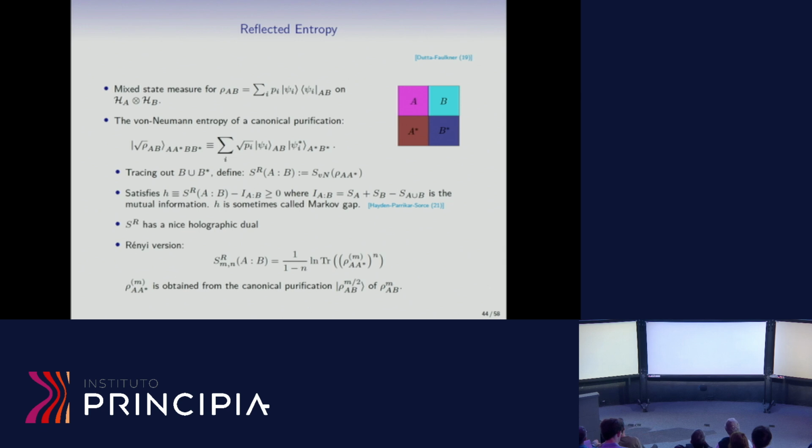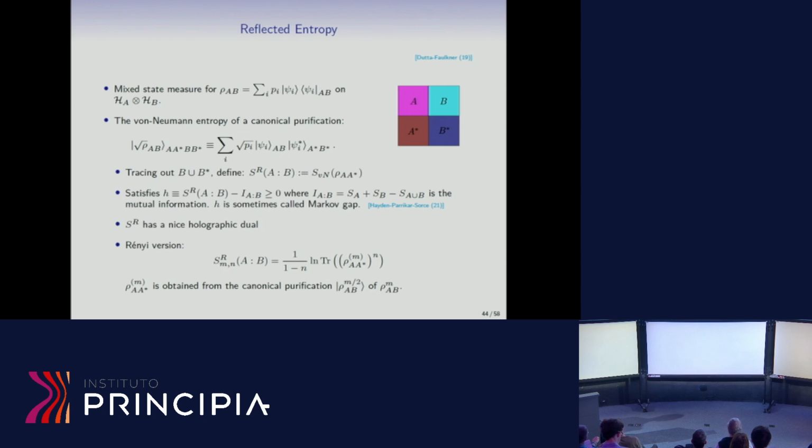If you trace out A star, B star, you go back to the mixed state. But instead of doing this, you can trace out B and B star, and you are left with some state on A star. From there, you can define the reflected entropy as the von Neumann entropy of rho on A star. That's the definition of reflected entropy.